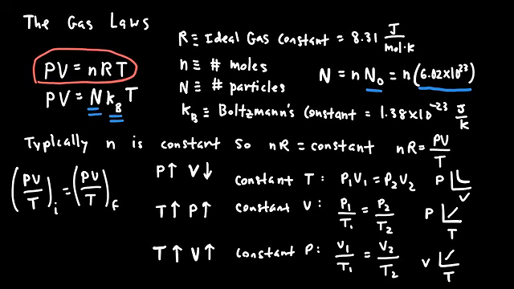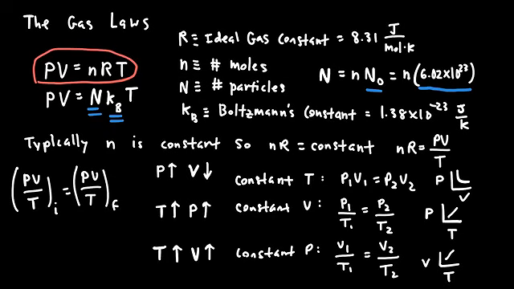It's kind of like counting dozens, right? So I know that there are 12 eggs in a dozen, but there's also 12 cookies in a dozen. It doesn't matter what I'm counting, the number of things in a dozen is always going to be 12. The number of things in a mole is always 6.02 times 10 to the 23 things.